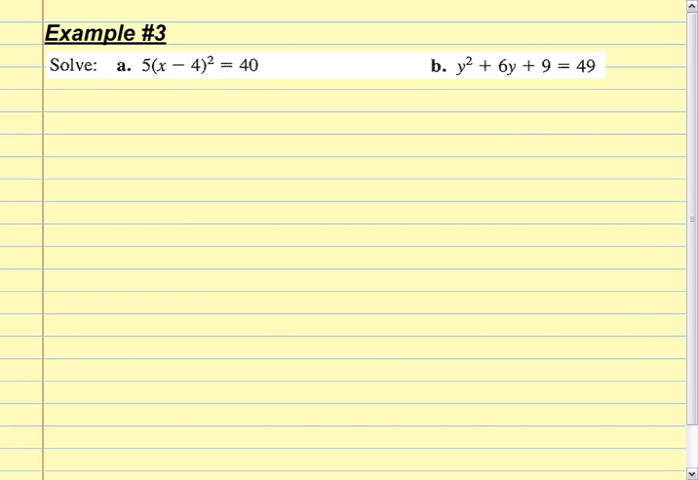What's the first thing I want to do with A, Cameron? Divide both sides by 5, absolutely. Get that perfect square by itself, right? So now I'm going to have x minus 4 squared is equal to 8. Okay? Now what do I want to do, Libby? Square root both sides. Okay, so now I'm going to get x minus 4 is equal to what, Jet?